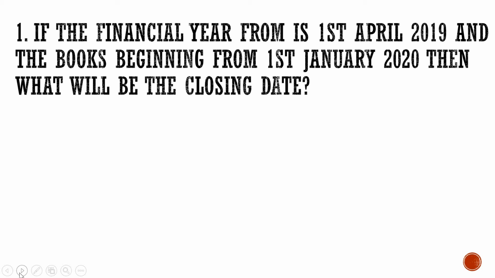If the financial year is from 1st April 2019 and the books begin from 1st January 2020, then what will be the closing date? I am repeating the question: the financial year is starting from 1st April 2019. Of course, because the financial year does start from 1st April and it ends on 31st March of the next year. So, if the financial year is starting from 1st April 2019 and the books are beginning from, now books beginning means your business is starting from 1st January 2020. Then what will be the closing date?